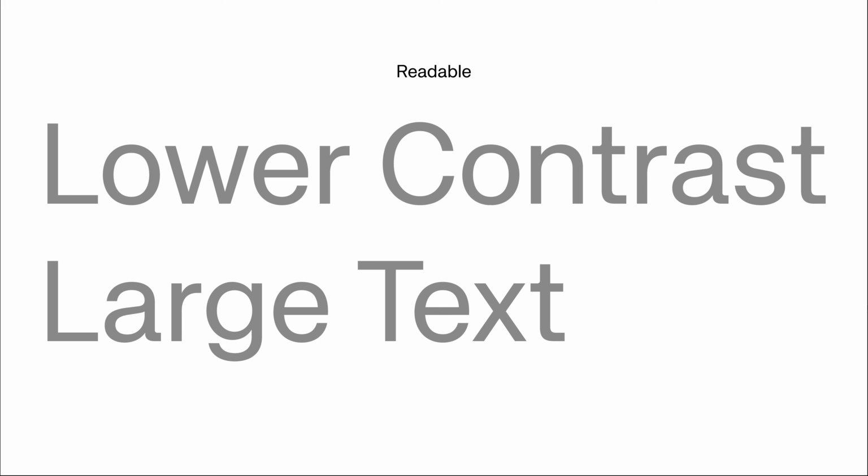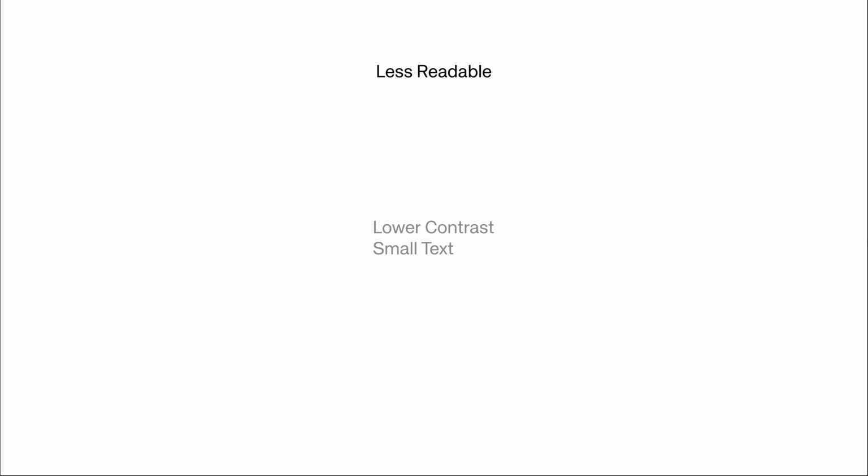For very large text, you can use lower contrast since the size itself enhances readability. Large text is already more legible, so slightly reducing the contrast can still maintain readability while providing a more pleasant visual experience. But you have to be careful and make sure that the contrast is not too low. Be mindful of color choices to ensure that your text is accessible to all users, including those with visual impairments. This consideration is essential for creating an inclusive and user-friendly design.